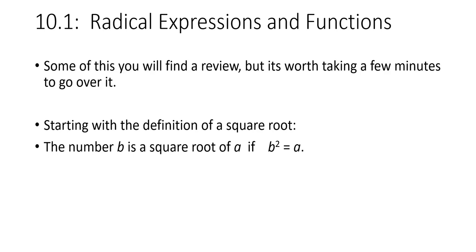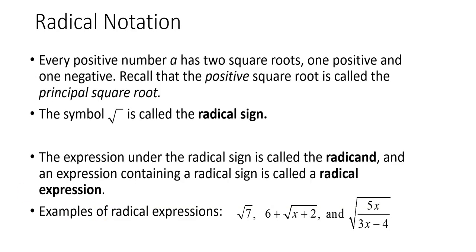We'll start with the definition of what a square root is, and the definition is that last bullet point on here. The number b is a square root of a if b squared is equal to a. So 3 is a square root of 9 because I can take 3 squared and it'll give me back 9. There's notation that goes along with these square roots, and I'm sure you've seen at least some of these before. Every positive number has 2 square roots, a positive one and a negative one.